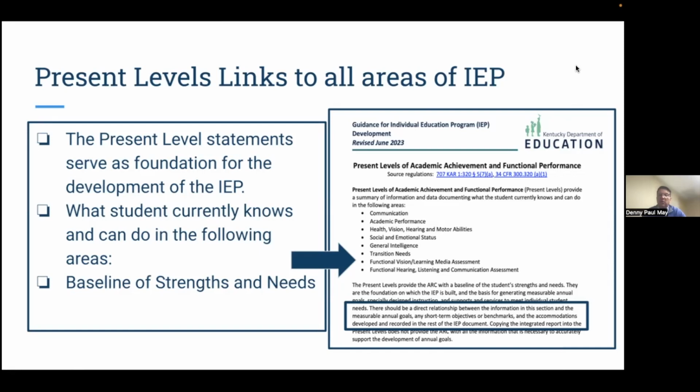Okay, and if you notice down there, I have a little block around some information, and it says there should be a direct relationship between the information in this section and the measurable annual goals, any short-term objectives or benchmarks, and the accommodations developed and recorded in the rest of the IEP. Copying the integrated report into the present levels does not provide the ARC with all the information that's necessary to accurately support the development of annual goals. Baseline has to be established with fidelity. We have to know where that baseline is. If we're talking about reading, that's a vast area, okay?